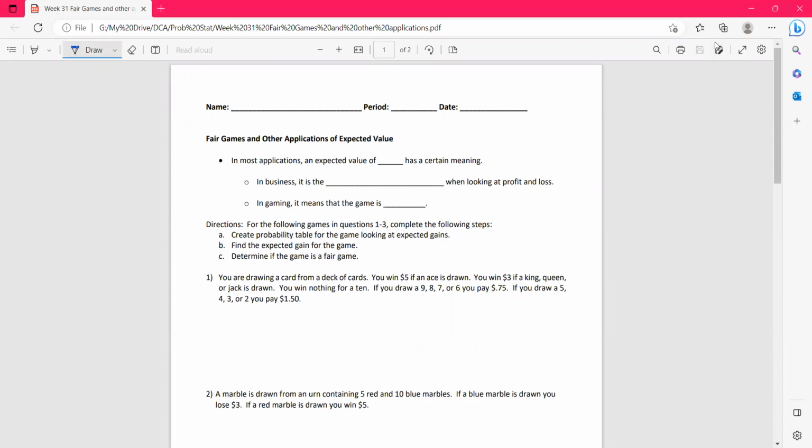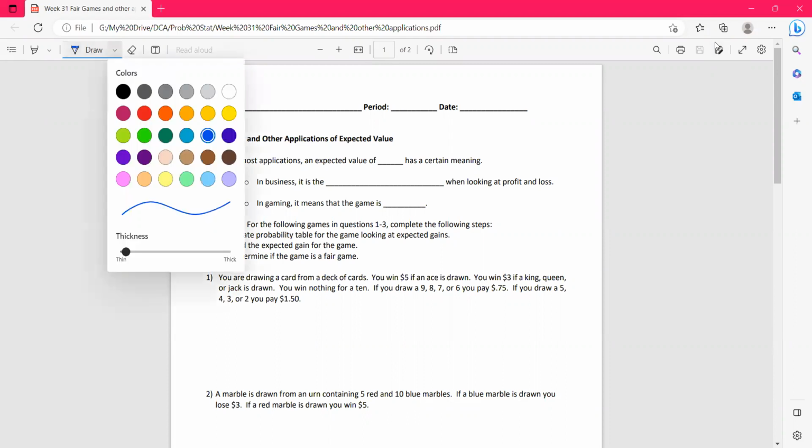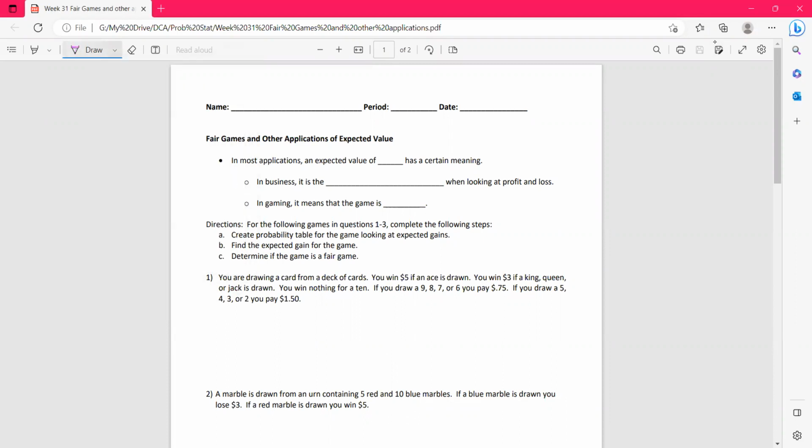So in order to determine if we have a fair game, we always want to calculate the expected value, and that's what this section and this week is all about. So in most applications, an expected value of 0 has a certain meaning. It depends on the scenario what that means. So in business, it is the break even point.